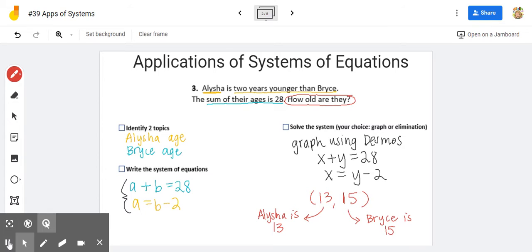The 13 represents that Alicia is 13, and 15 represents that Bryce is 15. And we know that because x was our a, and a is Alicia, and y was b, and b was Bryce.